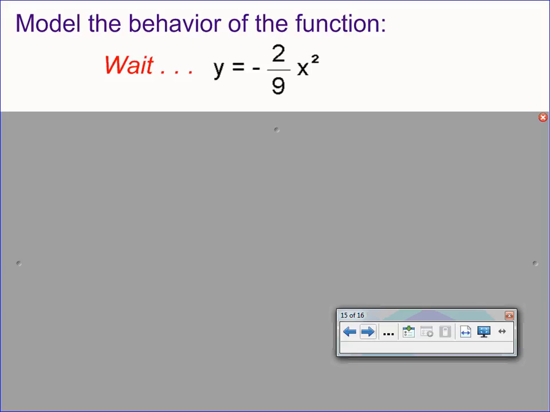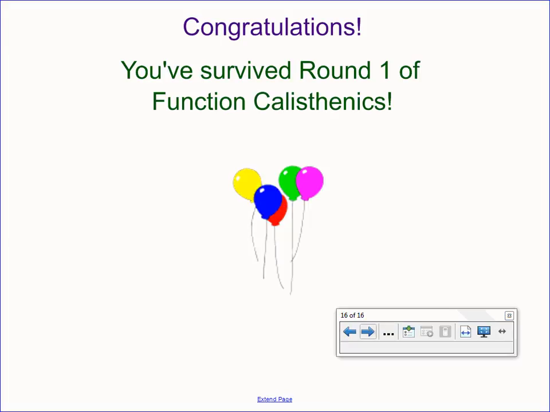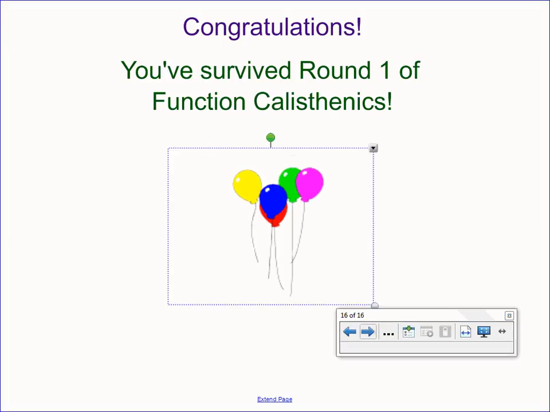Y equals negative 2/9 x squared. Think about it. Don't do it. Think about it. Y equals negative 2/9 x squared. Get ready. And go. Upside down, a gradual curve. Hold it and check. You win. You guys are awesome. Congratulations. You survived round 1 of function calisthenics. Good work. And go back to your desk.